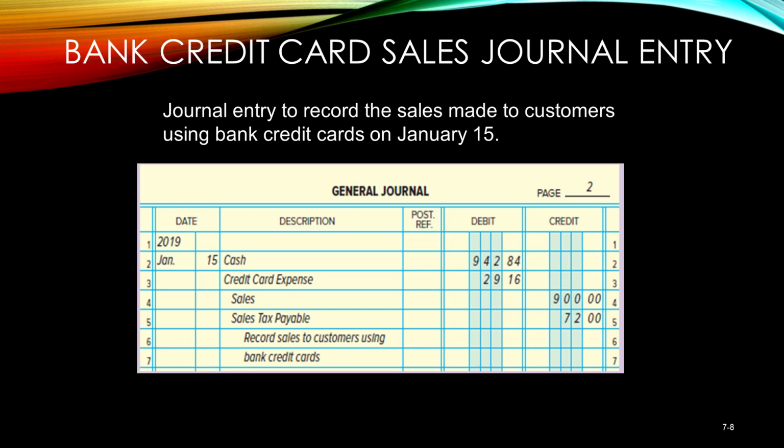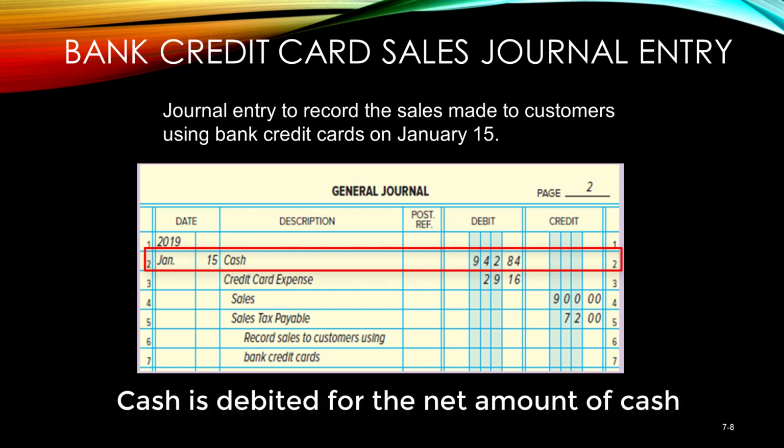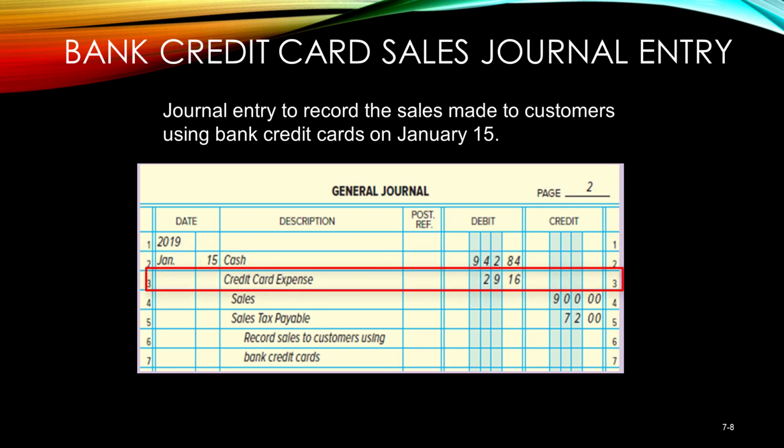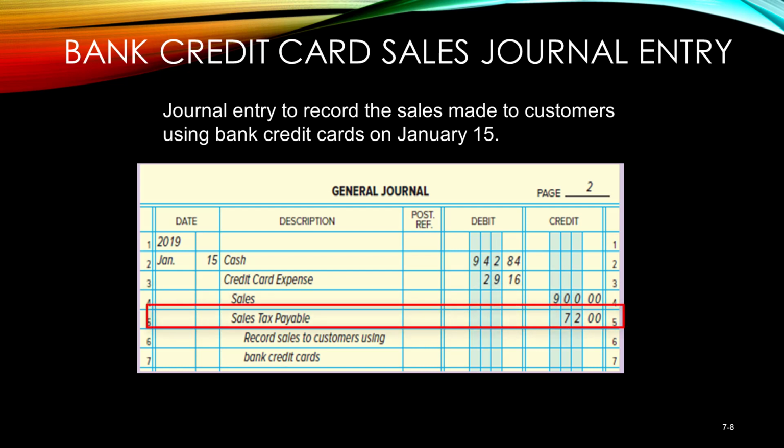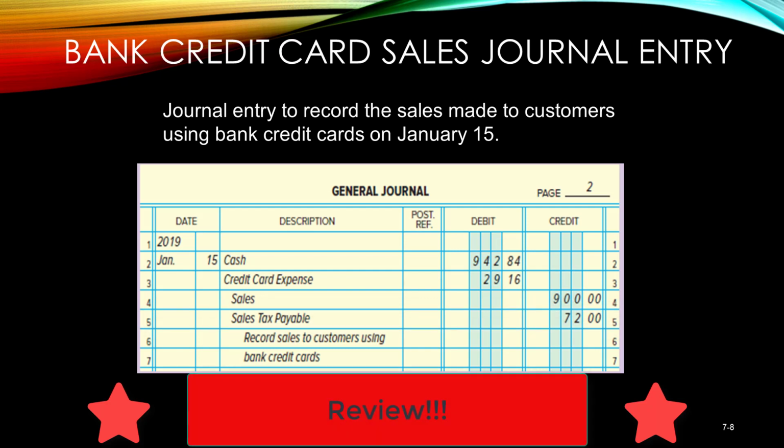Here you see the cash debited for the $942.84, which was the amount of cash after the discount. You see the credit card expense of 3% computed on the previous slide. You see the amount of sales revenue that's always equivalent to the amount of the goods sold. And you see the sales tax of 8% that again was computed in the previous slide. This type of transaction causes the most trouble on exams. So take a moment, consider rewinding the video, and look over the calculation and journal entry one more time.